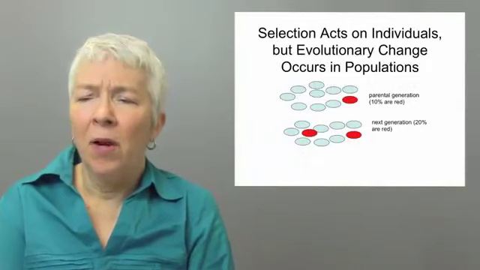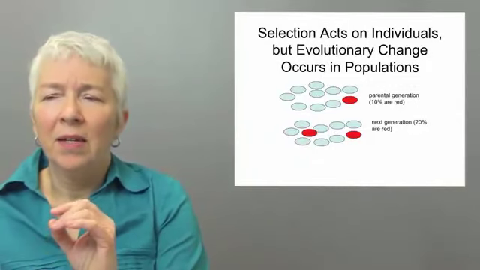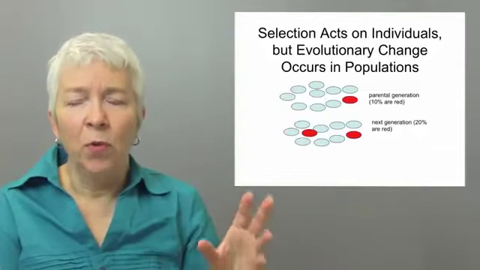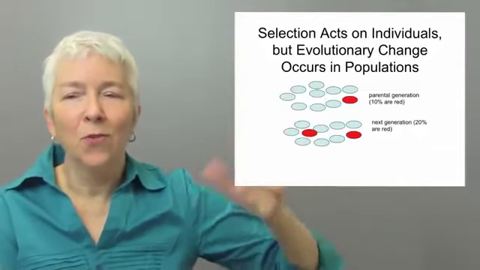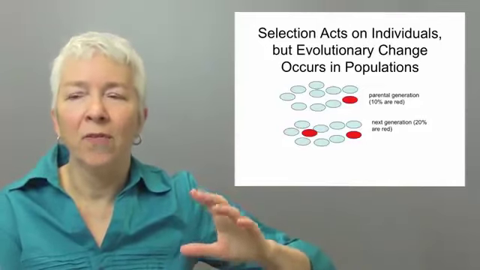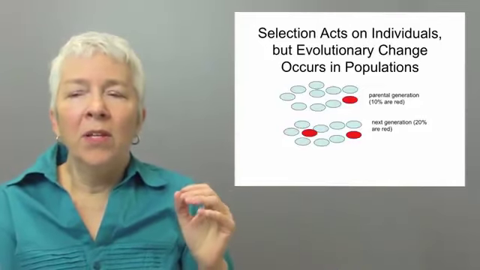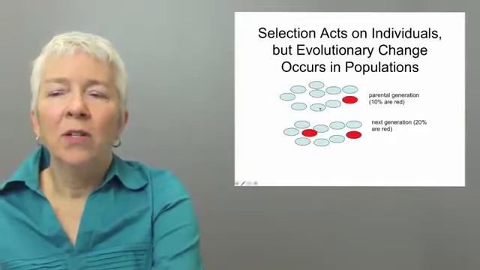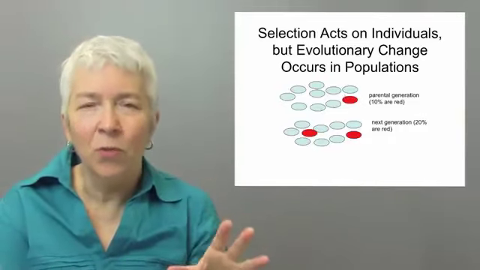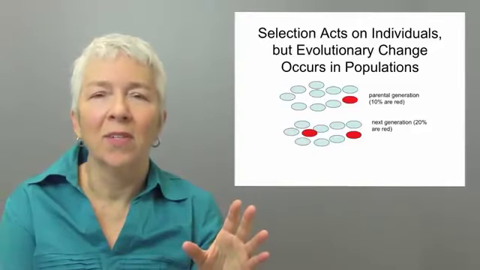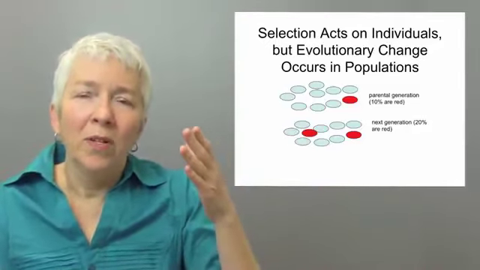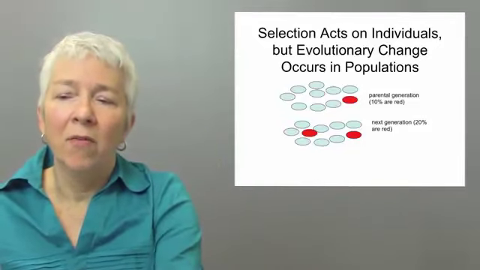But for right now, I want to emphasize the point that selection acts at the level of an individual, meaning that an individual lives or dies or has offspring or not, or more offspring or fewer offspring. But when one is evaluating evolutionary change, one is looking at the level of the population, not at the level of the individual, because the individual does not change in its allele frequency. The individual is unchanging genetically. Where one sees an evolutionary change is at the level of a population.